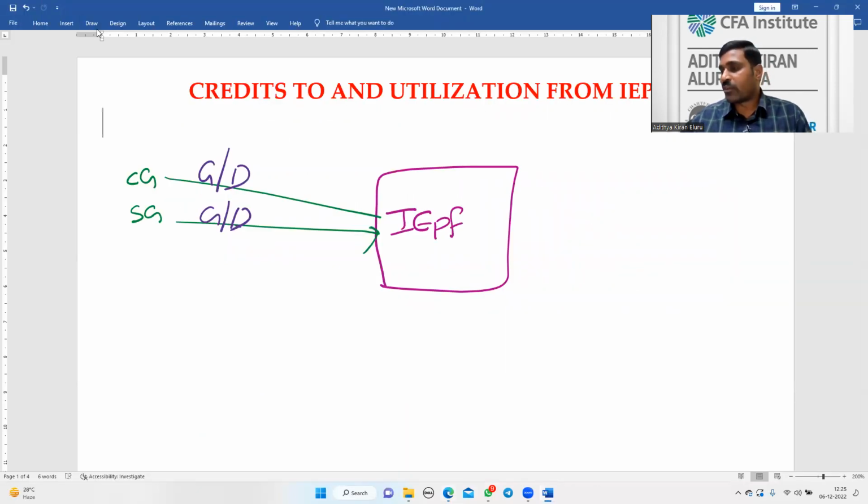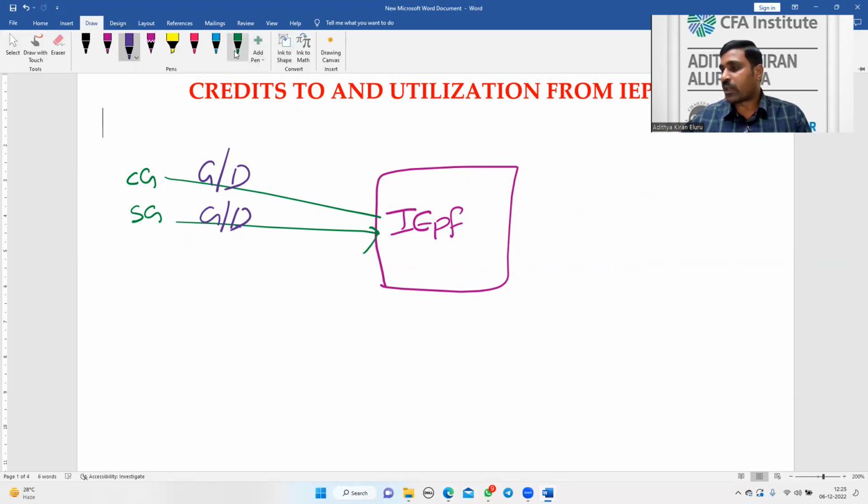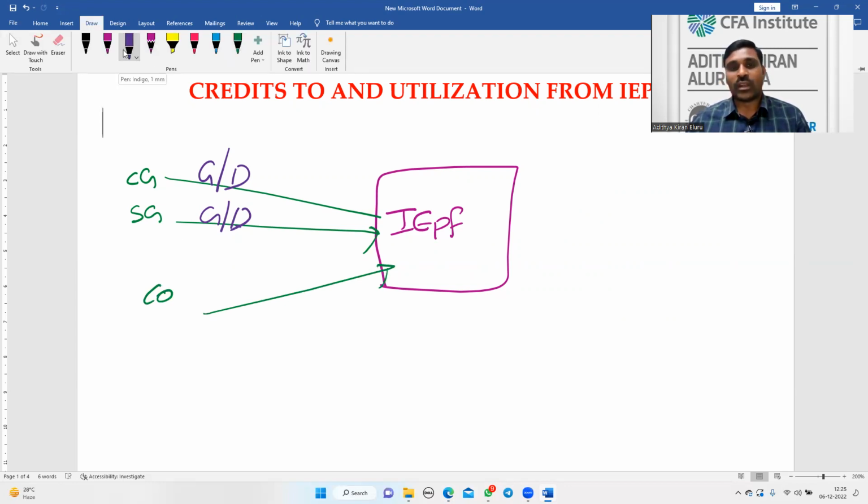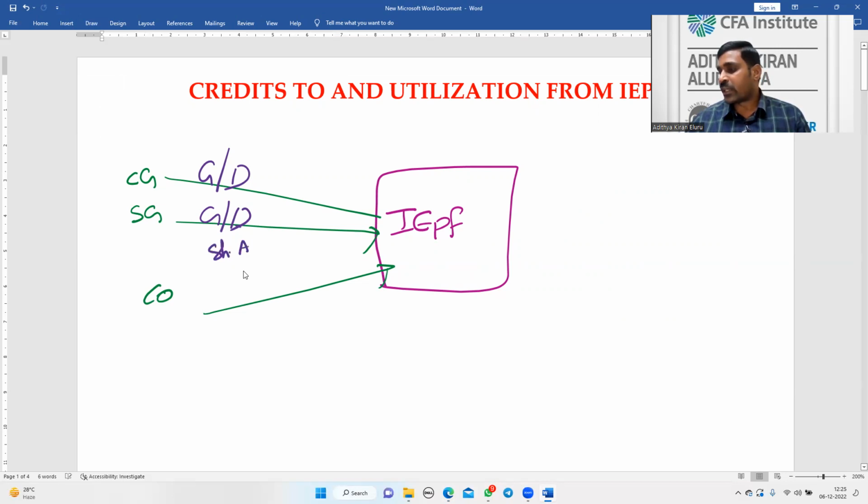Next, from the company, what are all the amounts transferred? The company also transfers various amounts to the IEPF. So what are the various amounts transferred from the company? First one is share application money. Next, unpaid dividend. Next, redemption amount of preference shares.